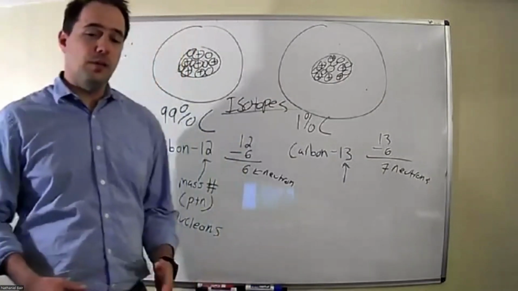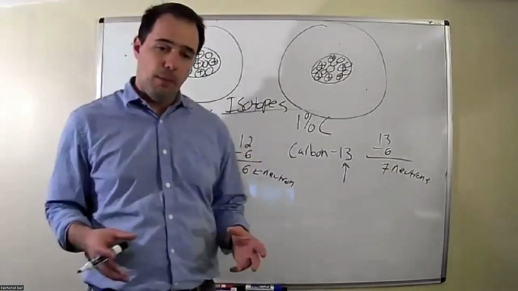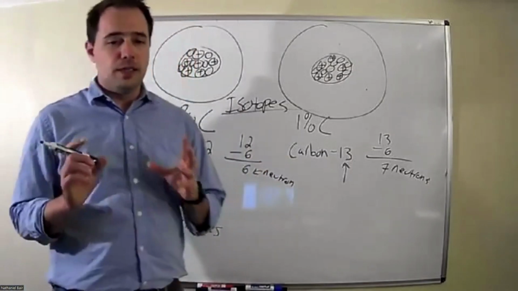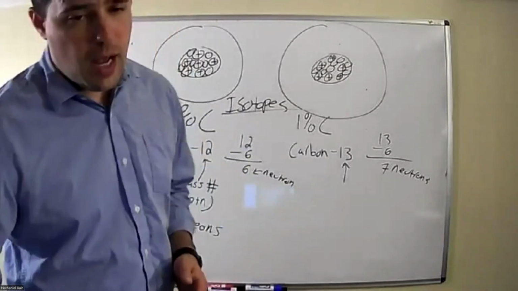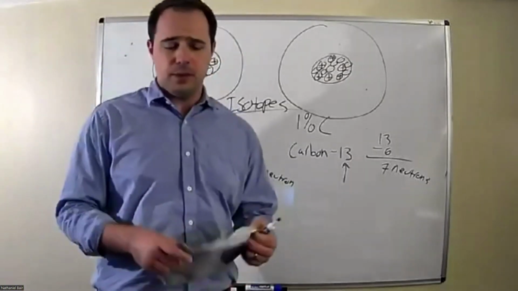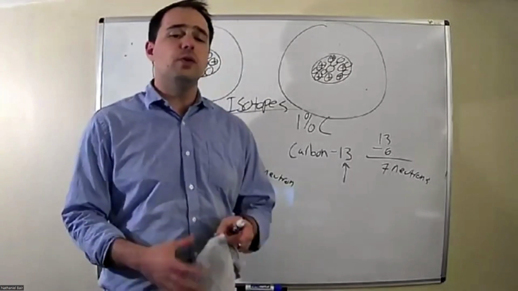Okay, so isotopes: atoms of the same element, same number of protons, same atomic number, differing numbers of neutrons. Now we can figure out the number of neutrons and protons and all that stuff in atoms by using something called nuclear notation.